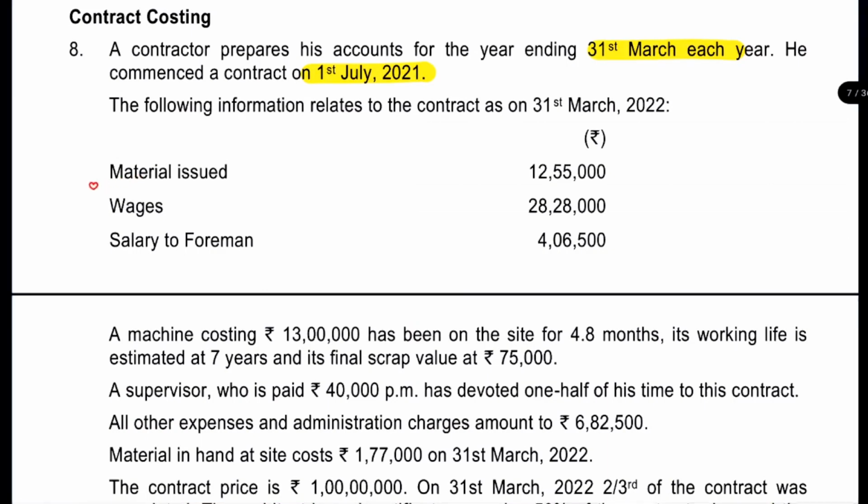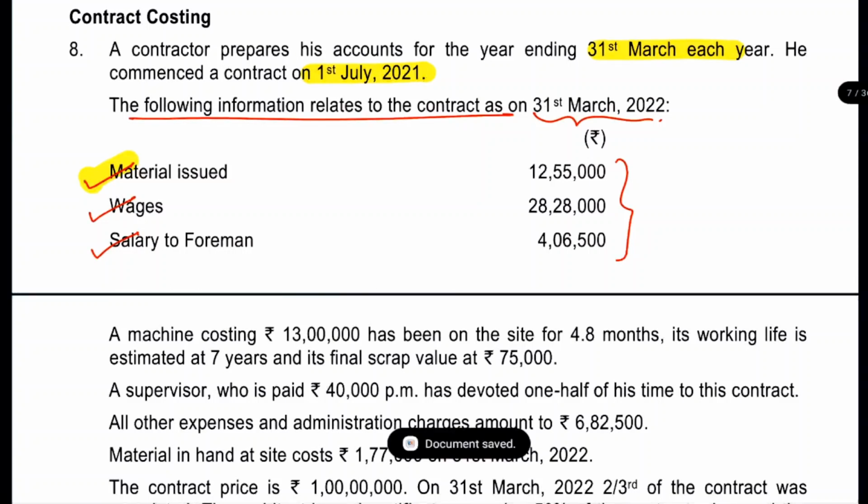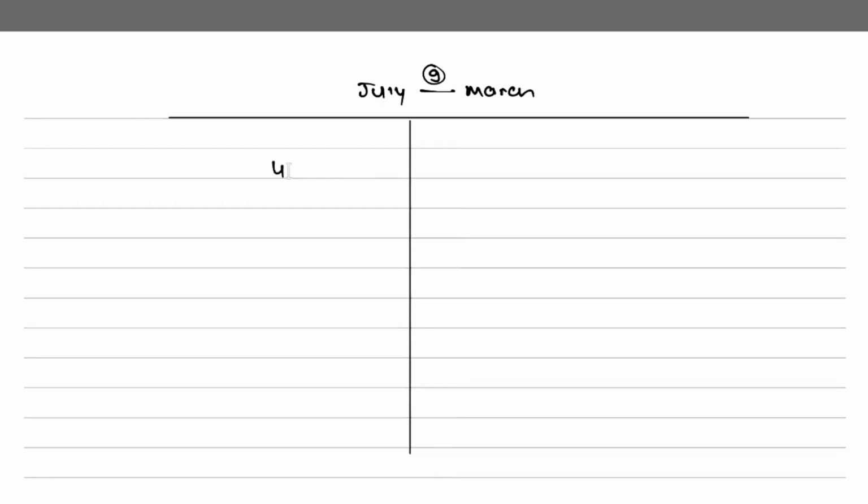First, what is there? Your 31st March expenses are given, right? Material, wages and salary to foreman. Let's take the total only. 12,55,000 plus 28,000 plus 4,06,500. How much? 44,89,500. See, can I write directly up when you write it in the exam? 44,89,500. 3 cost I have written.